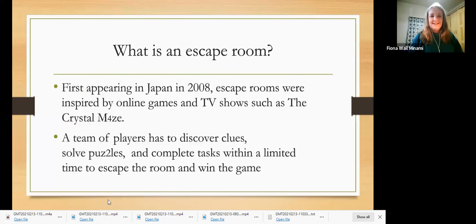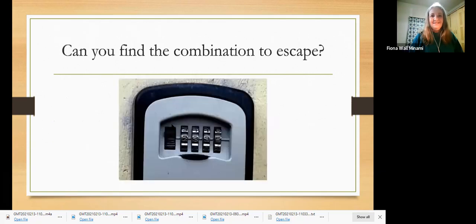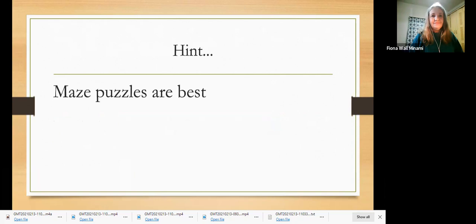So the Crystal Maze puzzles. There are over 50,000 escape rooms worldwide. Budapest, Beijing, and Moscow considered to have some of the best. Those were your hidden numbers. And that was a hint, maze puzzles are best.